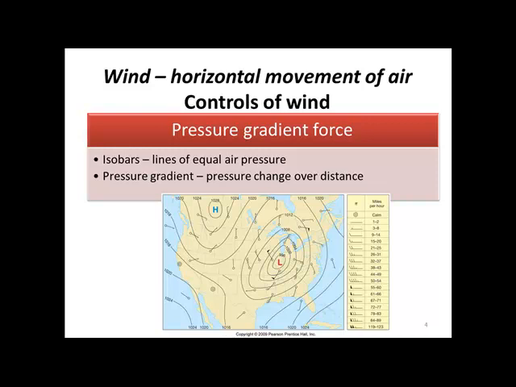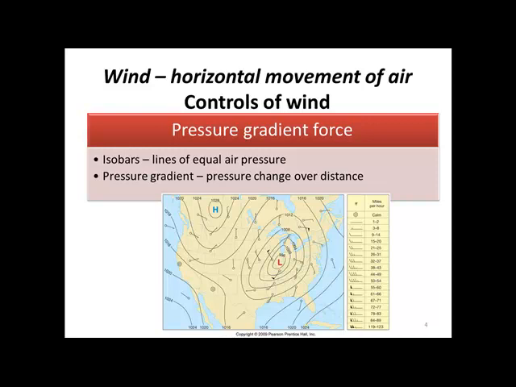On this map below, you can see lines that map out where the different pressure systems are. These lines are called isobars. And then the space between the isobars can show you how drastic the pressure gradient is. If the isobars are further apart, the pressure change is more gradual.